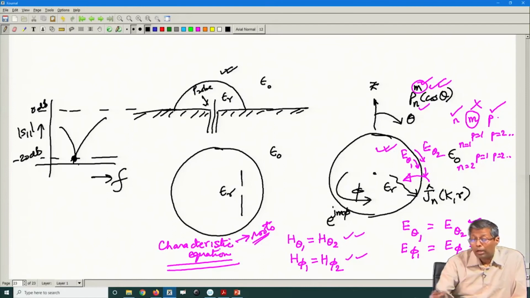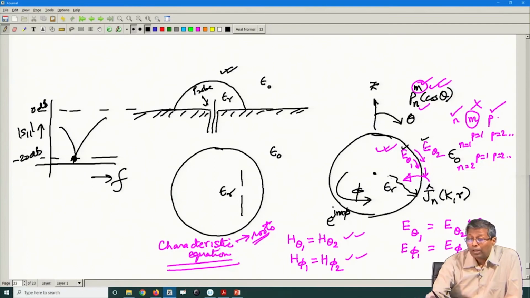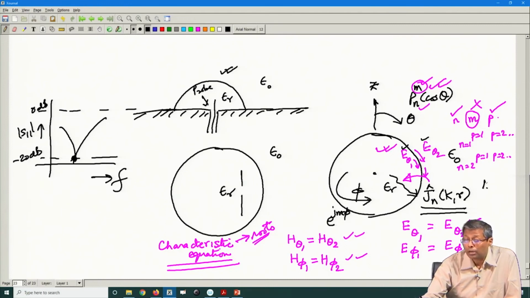As I told you, this resonance is found by matching the electric fields and the magnetic fields. And by the way, the inside radial function is called the Schelkunoff-type Bessel function, and outside in this region the function will be the Schelkunoff-type Hankel function.